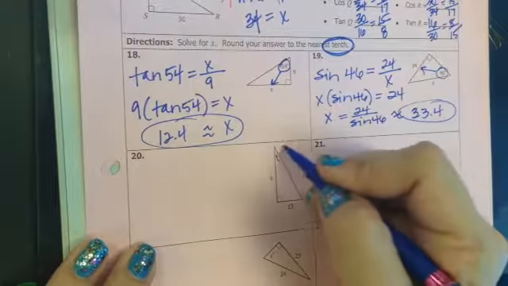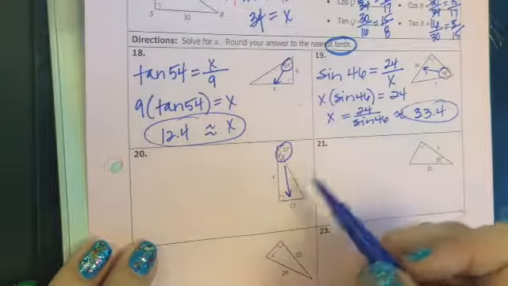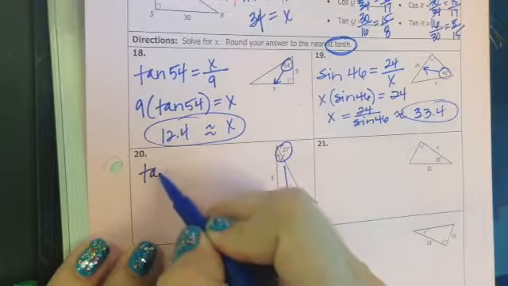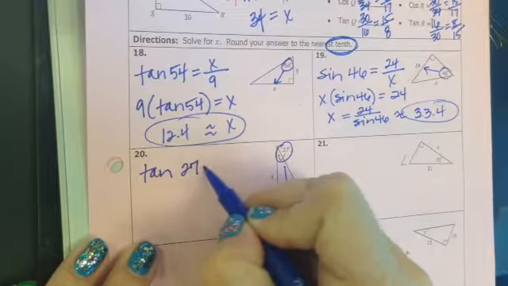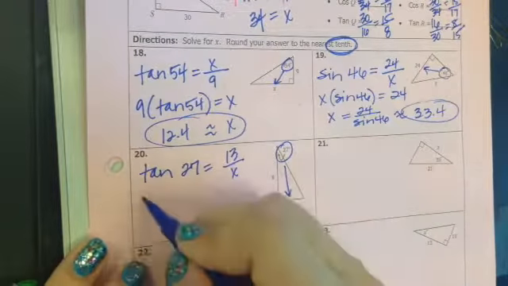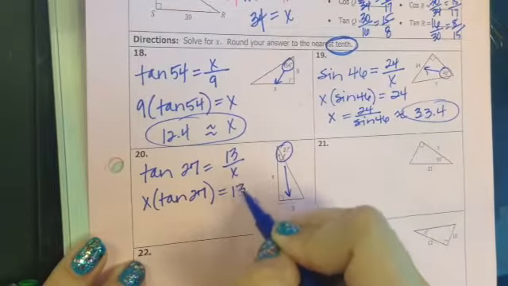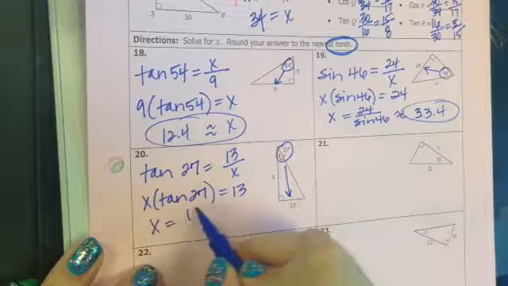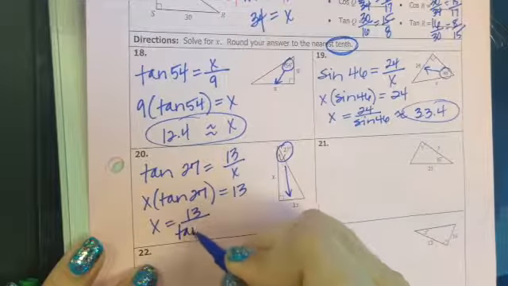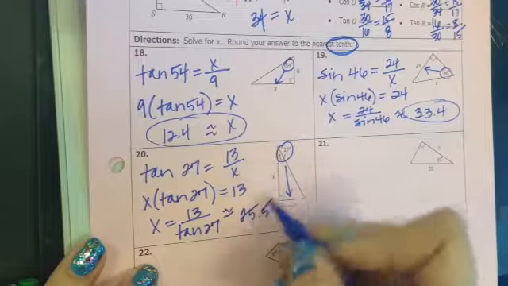Number 20, I have the angle 27. I have what's opposite to it, and I'm looking for what's adjacent to it. Tangent of 27 equals opposite over adjacent. I'm going to multiply both sides by x to get it out of the denominator of the right side. I'm going to divide both sides by tan 27 to leave x alone. And when you find that, you should have 25.5.